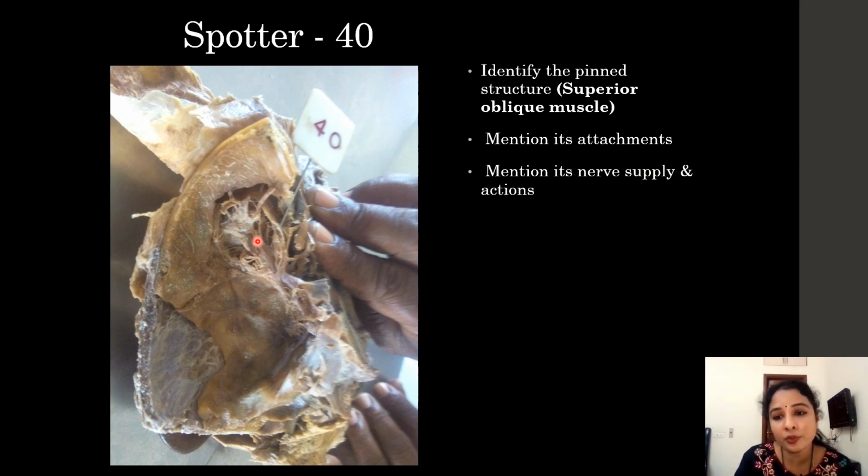And for the nerve supply of the superior oblique, we have to remember SO4: superior oblique is supplied by the trochlear nerve, and it helps in depression of the eye. Then it helps in the internal rotation, that is the medial intorsion, that is medial rotation, and also it helps in abduction of the eye.